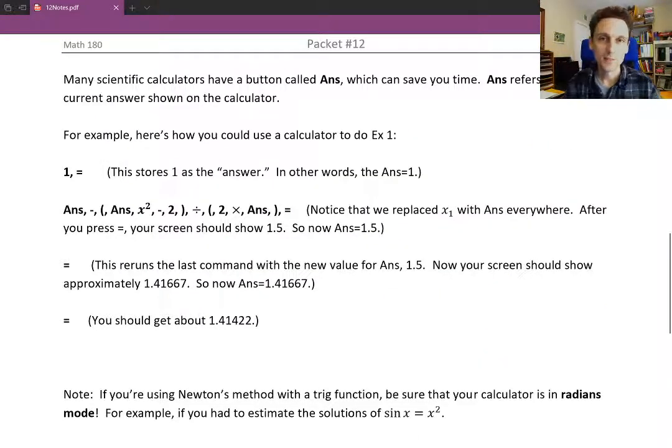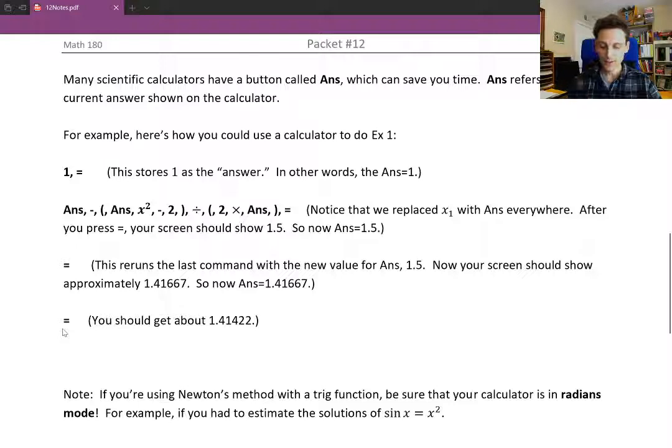Two more things I wanted to mention that are on page 2 of packet 12. The first is how best to use your scientific calculator for Newton's method. For this, you'll need to understand how to use the ANS button, which refers to the current answer on your calculator. Now, I've written out some instructions about how to use the ANS button. If you have any questions about this while you try it out, please let me know.